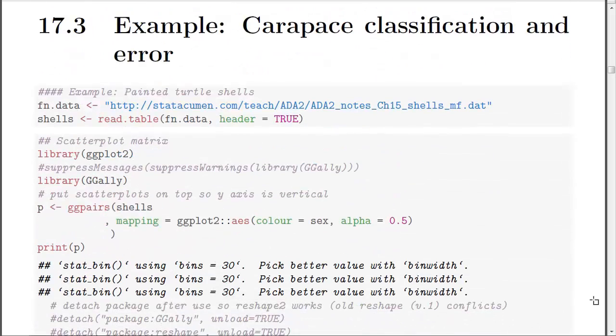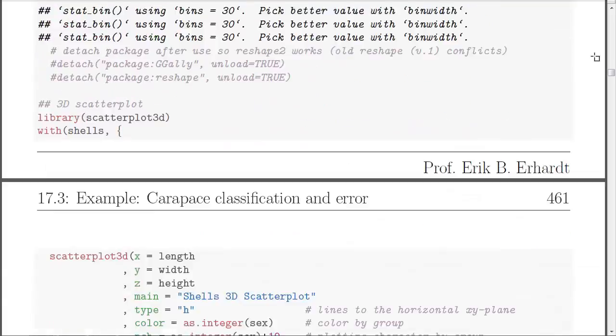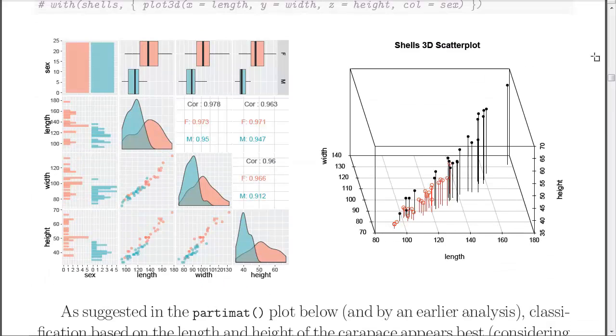All right, let's look at the turtle shell example. The carapace was the turtle shells. We have got males and females. And just as a reminder, this is the data from the previous chapter. In terms of length, width, and height, the blues are males, the reds are females. Females tend to be larger than males. And in any one of these features, you tend to see a distinction between females and males. We're going to find a single direction that will do even better.